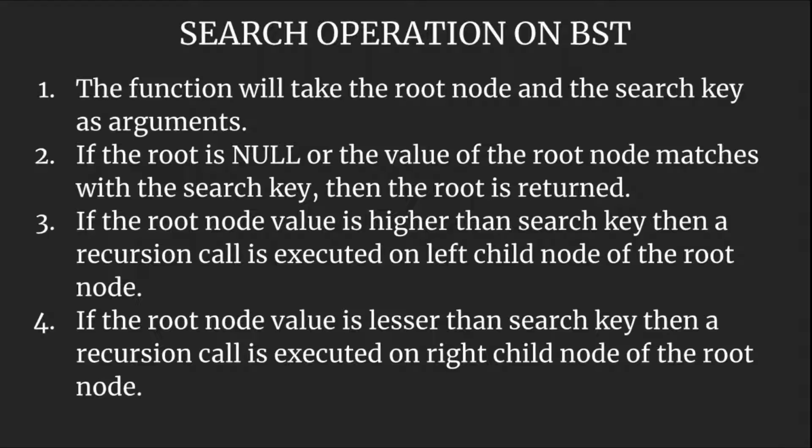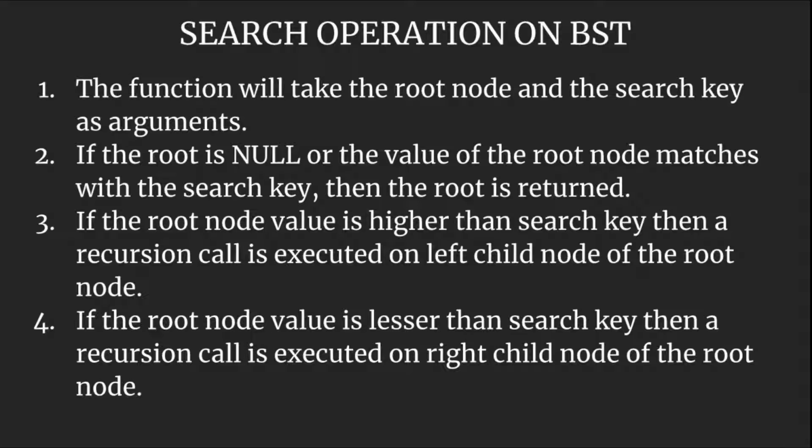And then comes the search operation on a binary search tree. This function will take the root node and the search key as arguments. If the root is null or the value of the node matches the search key, then the root node is returned. But if the root node value is higher than the search key, then a recursive call is executed on the left child node of the root node. And if the root node value is lesser than the search key, then a recursive call is executed on the right child of the root node.